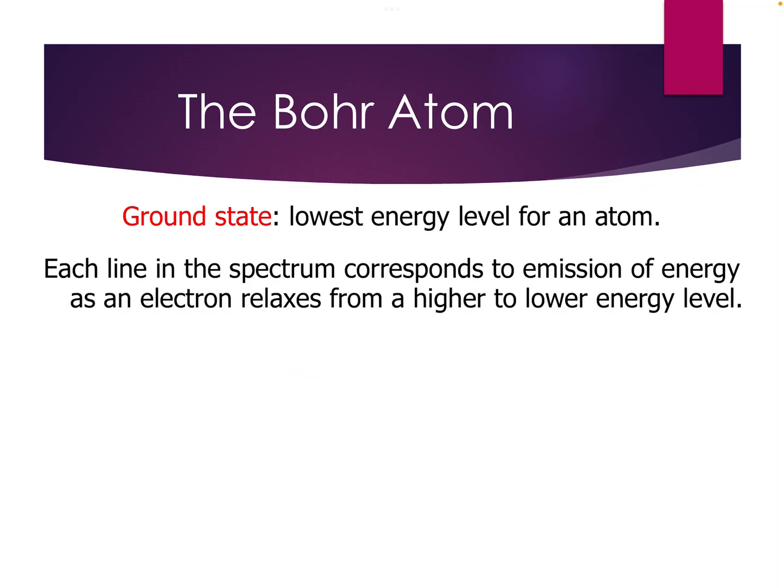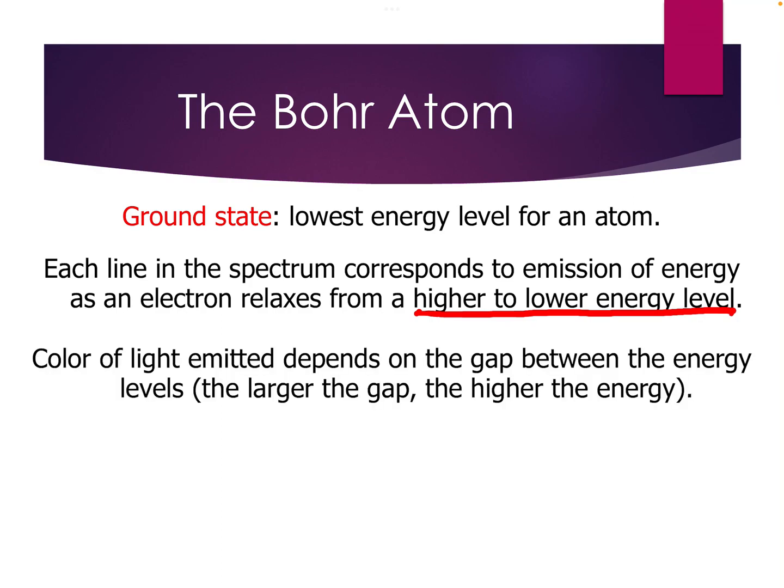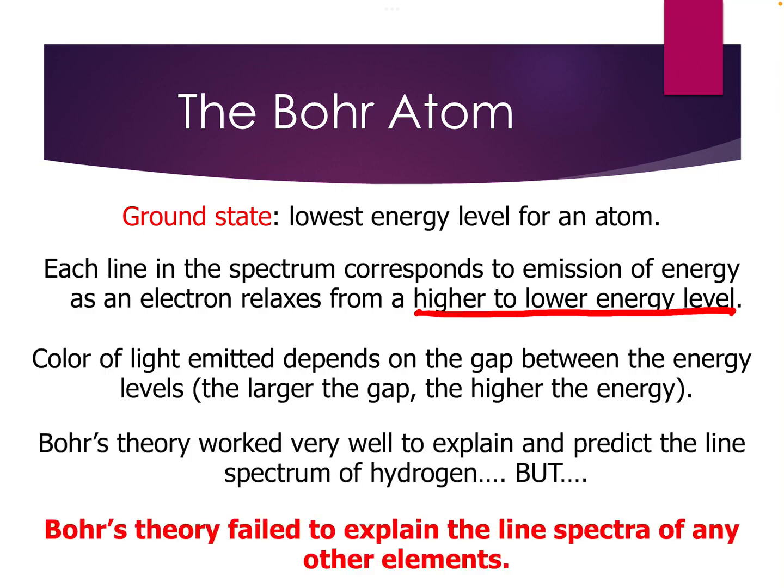And each line in that spectrum corresponds to the emission of energy as an electron relaxes from a higher energy level to a lower energy level. So when that electron goes back to where it came from, it's giving off some colored light. And the color of light depends on that gap, right? The distance that it falls.